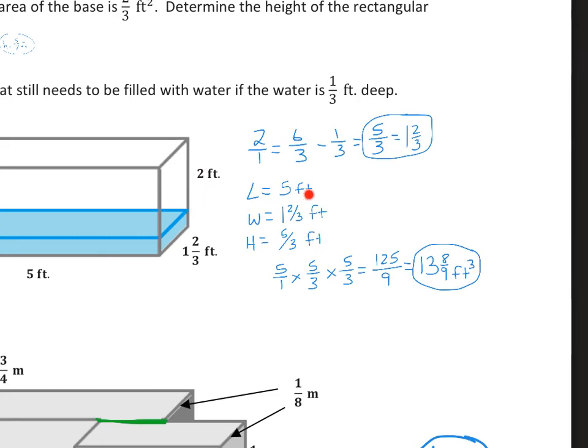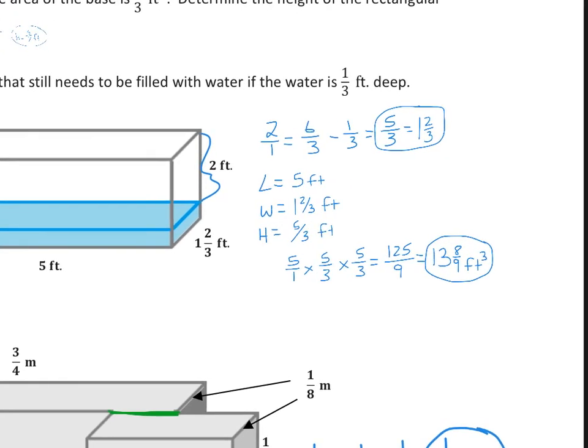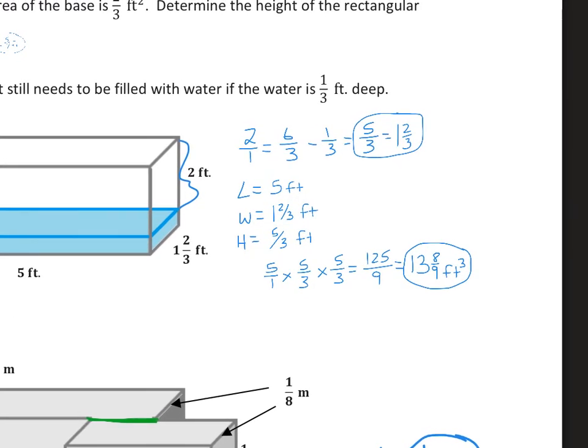So my length is 5. My width is 1 2/3. My height is 5/3 from here to here. Again, I'm only looking at this space. And that's not 2, it's 2 minus 1/3. And then that gave me 125/9. And when I simplify 125/9, I get 13 8/9.